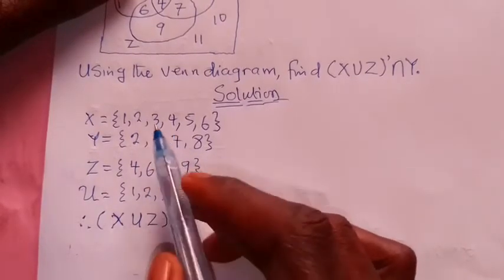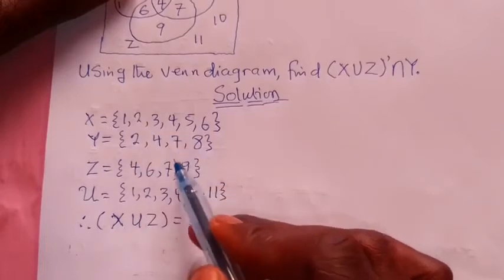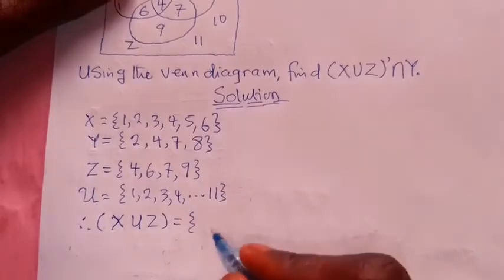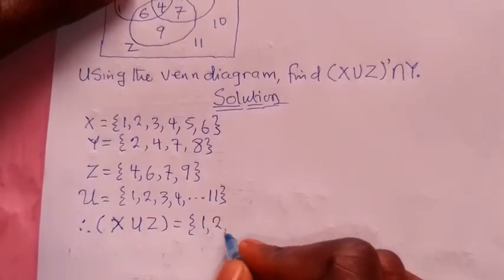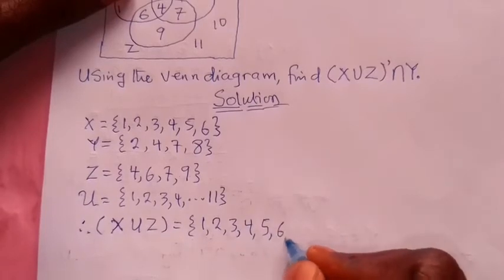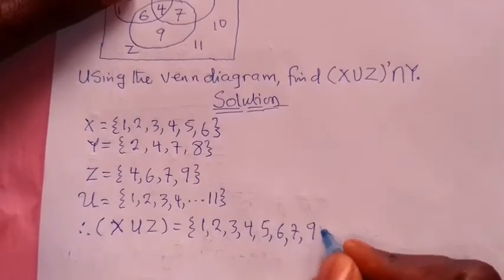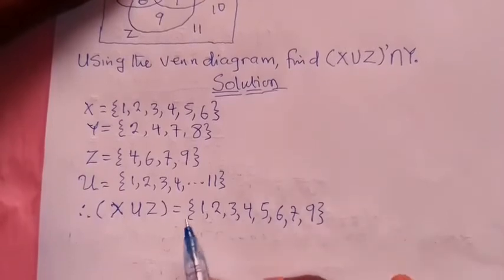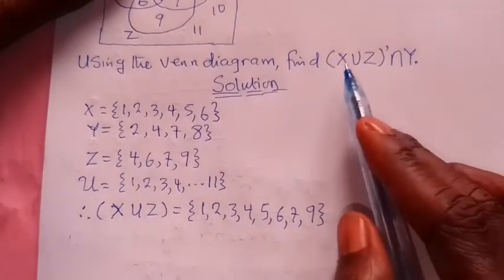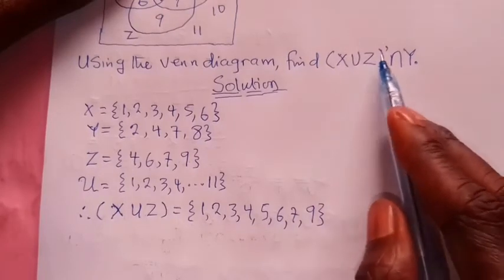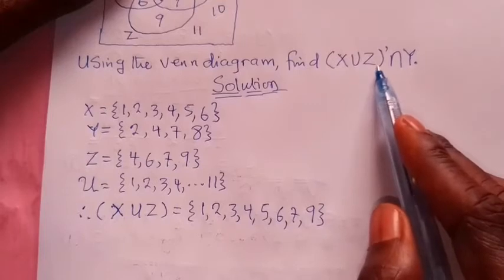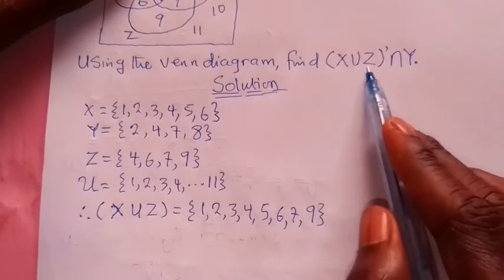So in combining the elements of X and Z, we have 1, 2, 3, 4, 5, 6, 7, and 9, as you can see here. So we have 1, 2, 3, 4, 5, 6, 7, and 9. These are all the elements of what? X union Z. But we are not looking for X union Z. We need to calculate the complement of X union Z. The complement of X union Z means the elements that are not found in X union Z.